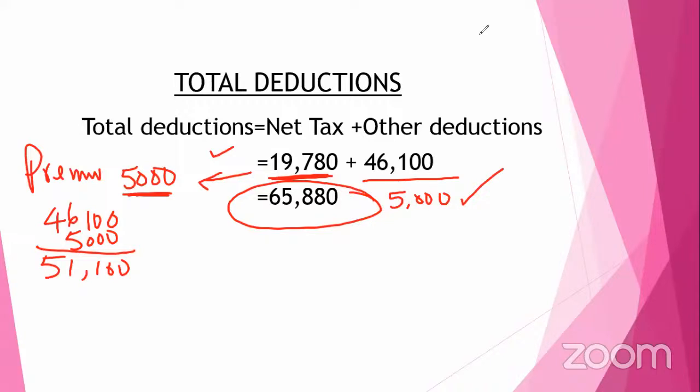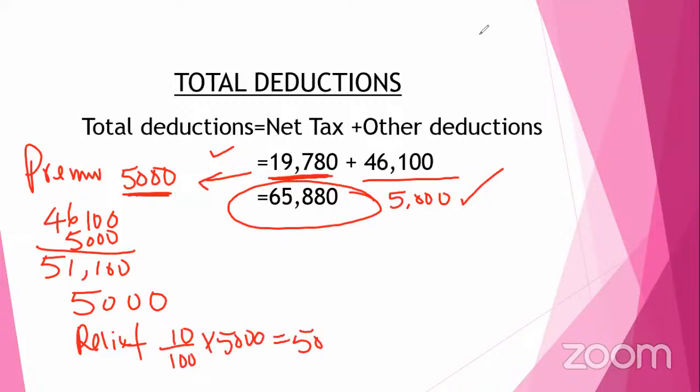Just the way I said, if this guy was paying a premium of 5,000 and he was to get a relief, which is 10% of the premium, he would be getting 500 as tax relief. But because that one is not part of our question, we are not using it. Where is the 5,000 coming from? I said the 5,000 was just a hypothetical figure that I picked along the way to show the concept of premiums and the insurance reliefs.